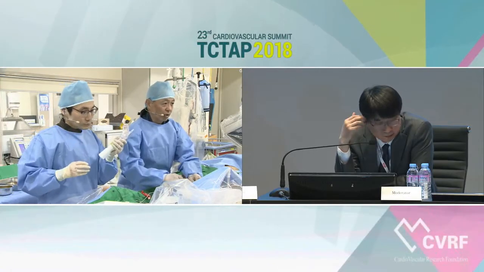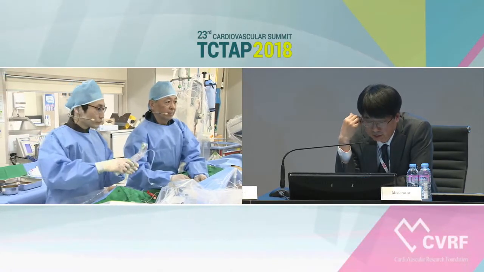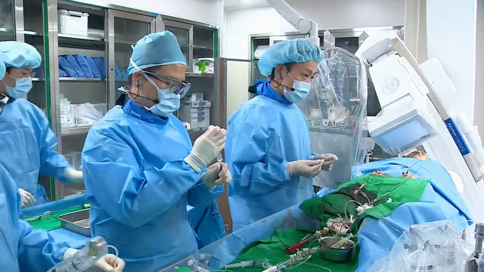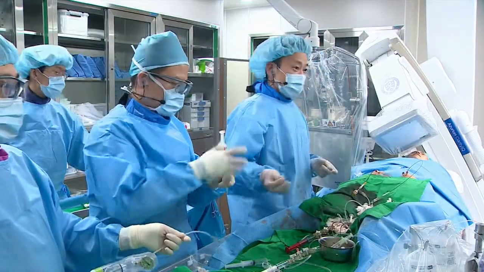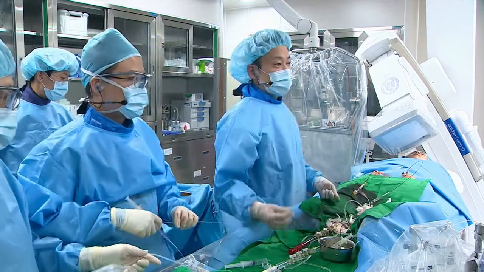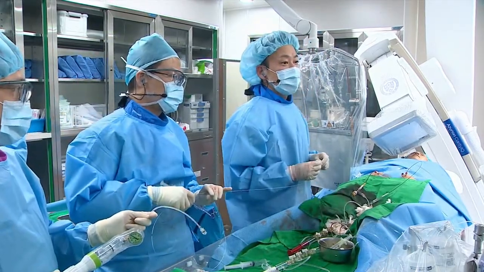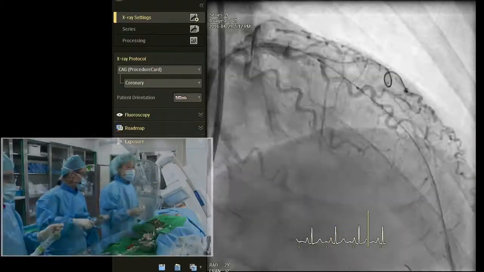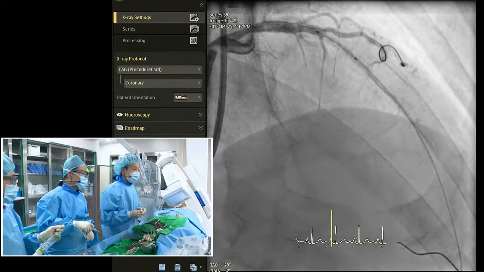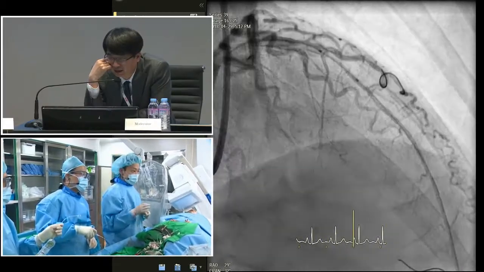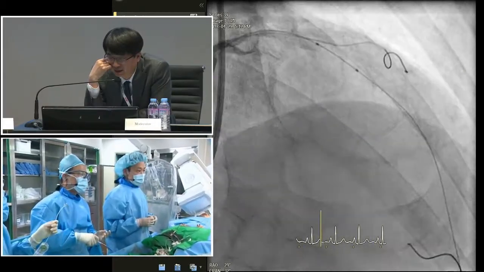Of course, no problem. So it's finished? Actually, the distal is very shrinking. It's not a diffuse lesion. So the vessel is shrunk, with very little plaque. We can see the plaque is just around the occluded segment.